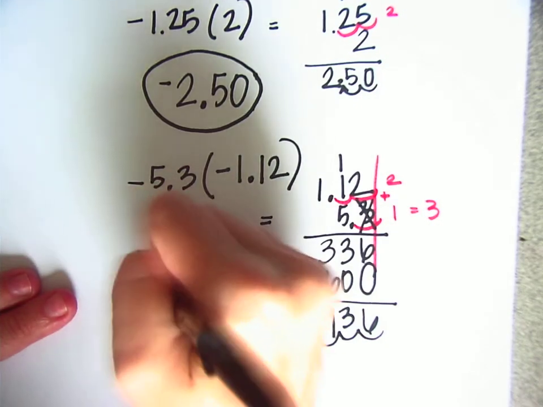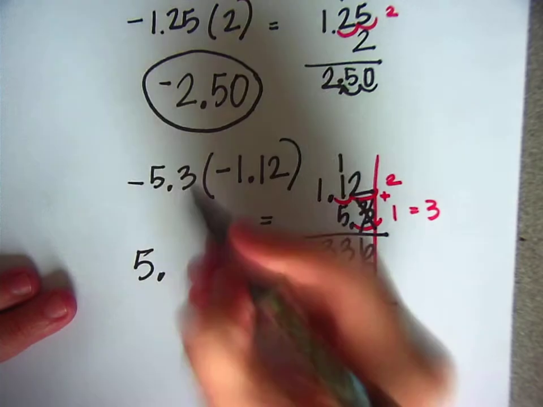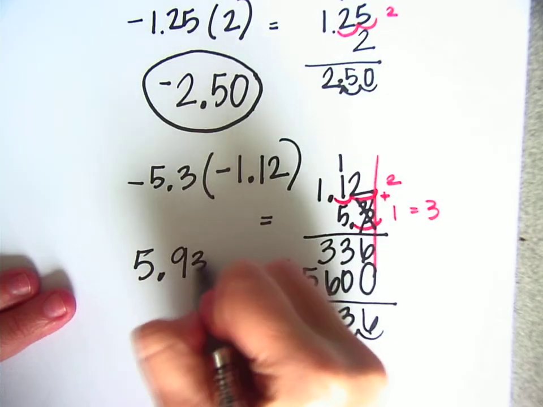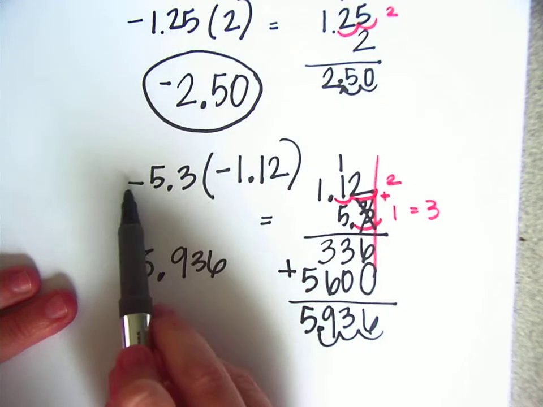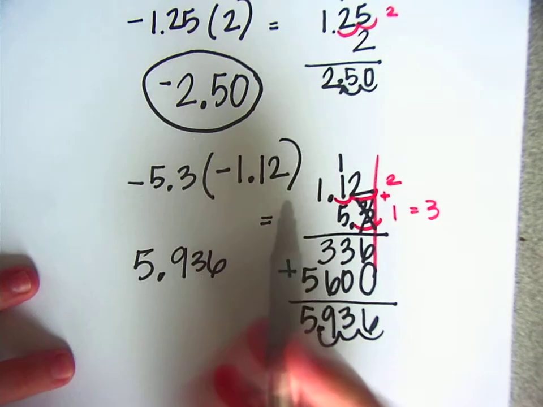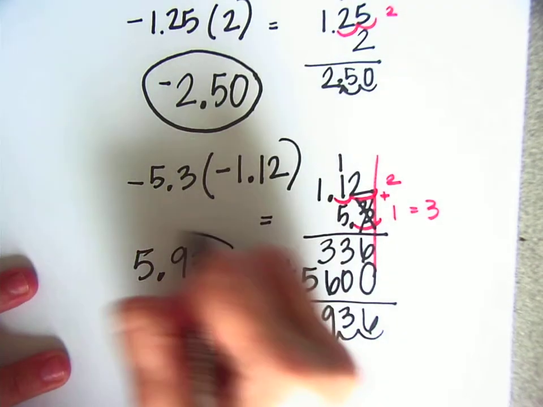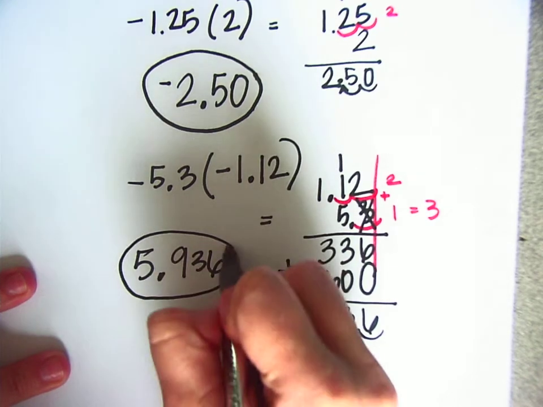So our number is 5.936. We're going to look at our signs. Both of our numbers have negative signs, so that means our answer is positive, 5.936.